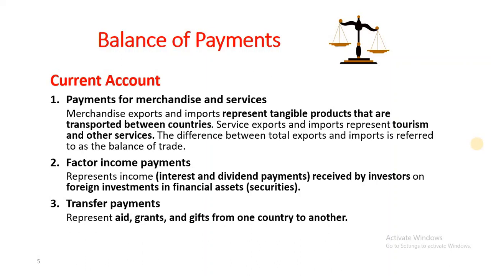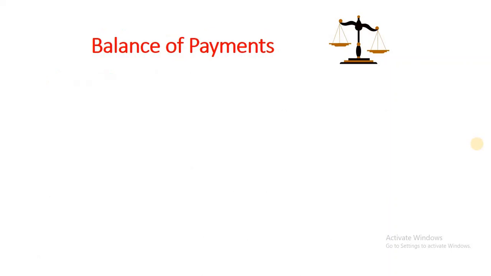And the final component of current account is transfer payments. It represents aid, grants, and gifts from one country to another country. We often say that Bangladesh receives aid and grants from foreign countries. We often provide gifts to foreign countries as well. So all sorts of aid, grants, and gifts between countries are part of transfer payments.